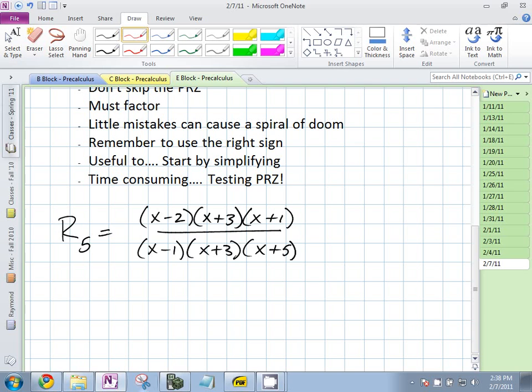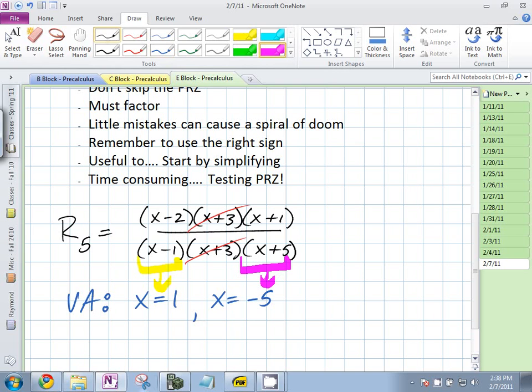So what cancels? X plus 3. Yeah, it cancels. Okay, can someone tell me what the vertical asymptotes are? Someone tell me right now, just what are the vertical asymptotes? Hammer, what's one of them? Yes. And what's another one of them? Andy? -5. This one correlates right there. And this one correlates right there.